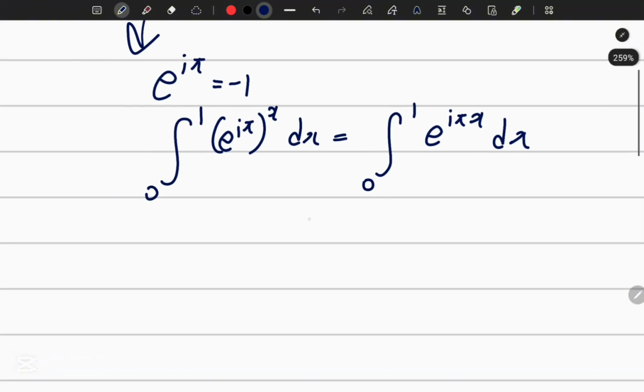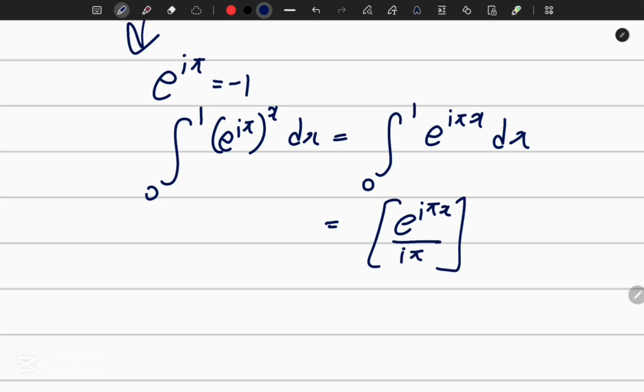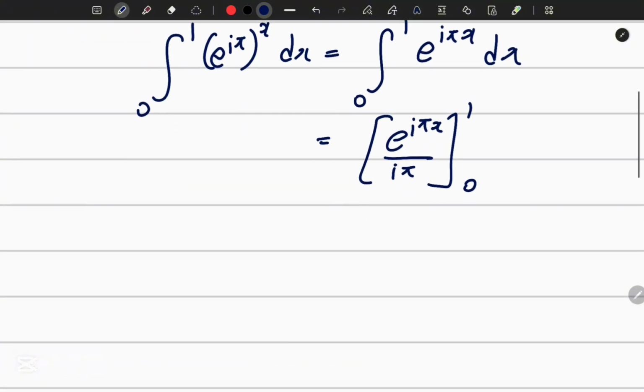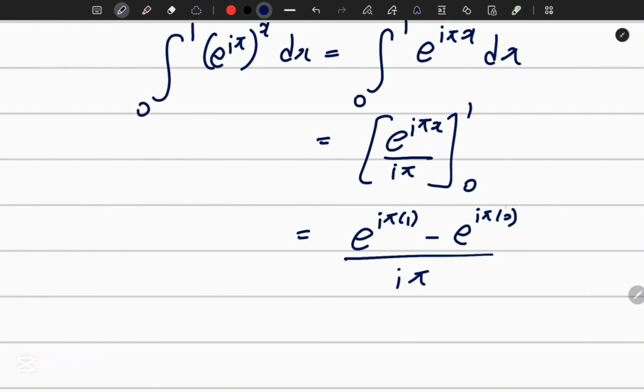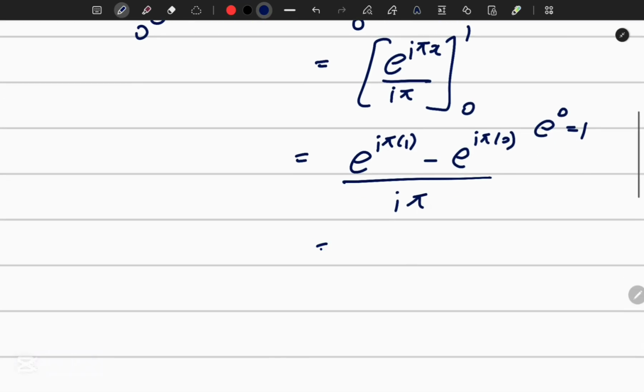So this is e to the iπx over iπ, and the limits are from 0 to 1. So I can plug in the limits. e to the iπ times 1 minus e to the iπ times 0, where iπ is a constant. e to the 0 is 1. So we get e to the iπ minus 1 over iπ.